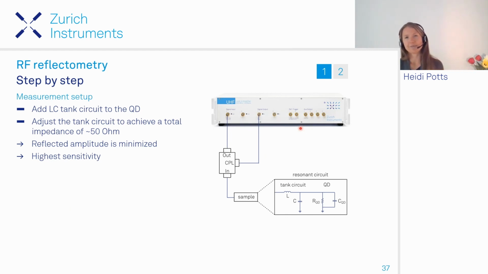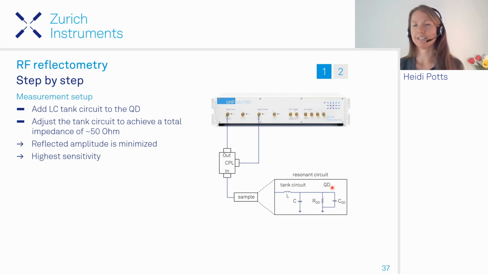Now let's look at the setup in a bit more detail. As a first step, if you want to do such a measurement, you have to attach a tank circuit to your quantum dot device in order to get an impedance of that entire resonance circuit of approximately 50 ohms. So a simple schematic is shown here.